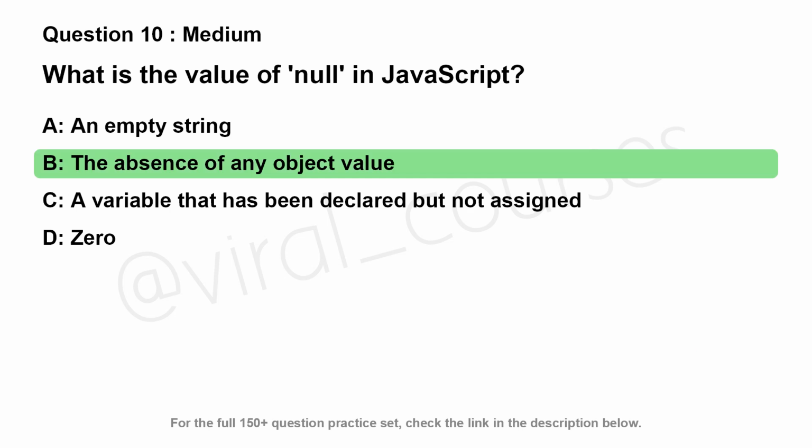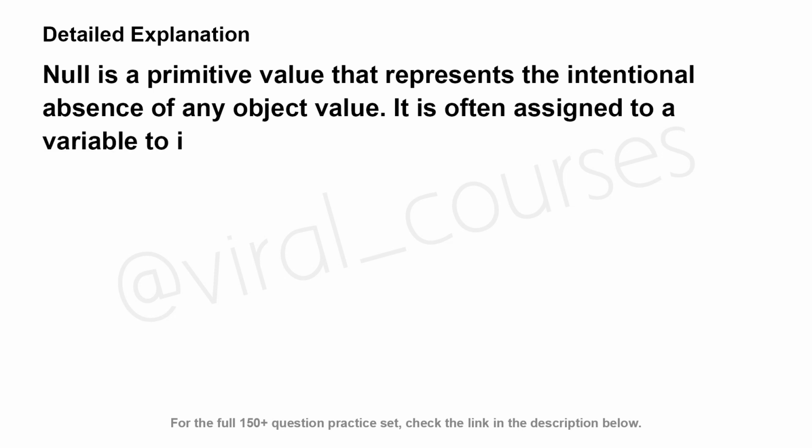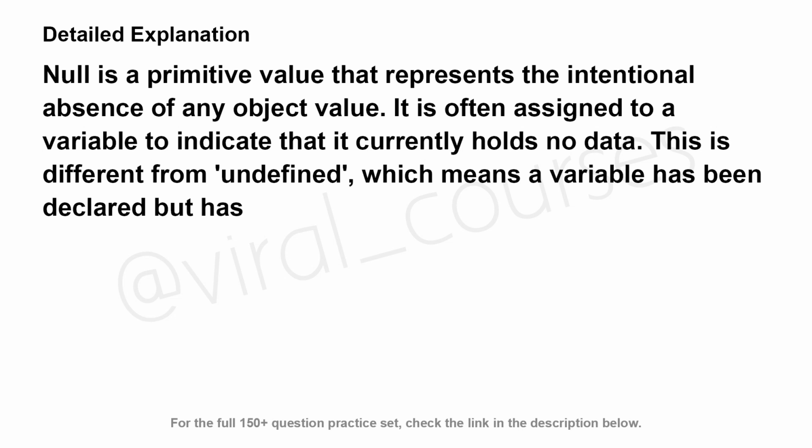The correct answer is B. Null is a primitive value that represents the intentional absence of any object value. It is often assigned to a variable to indicate that it currently holds no data. This is different from undefined, which means a variable has been declared but has not yet been assigned a value.